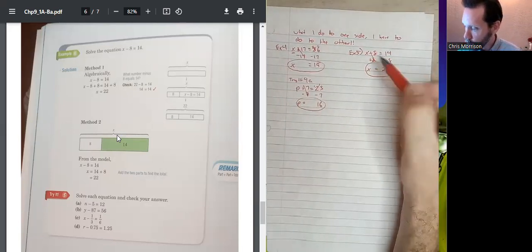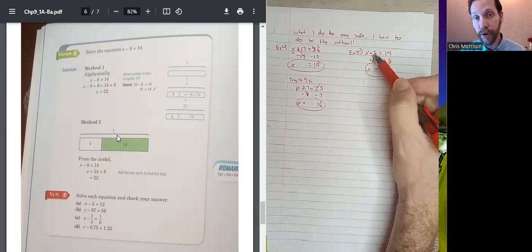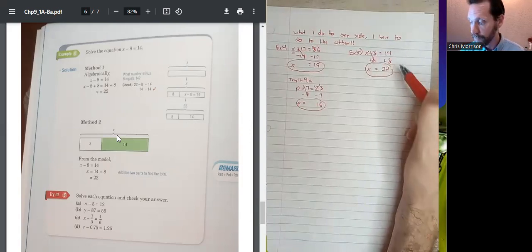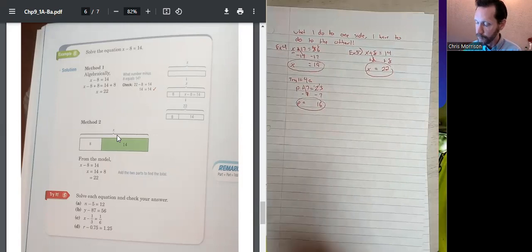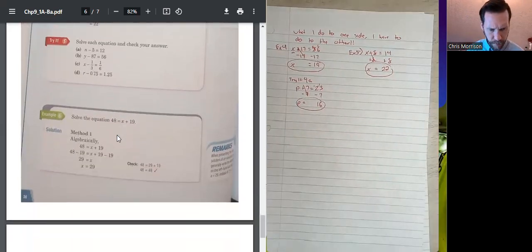And sure enough, you take 22, plug it back in. Let's substitute. 22 minus 8. What's 22 minus 8? It is, in fact, 14. So that checks out as a proper solution. Almost done here. Let's go down to example 6.